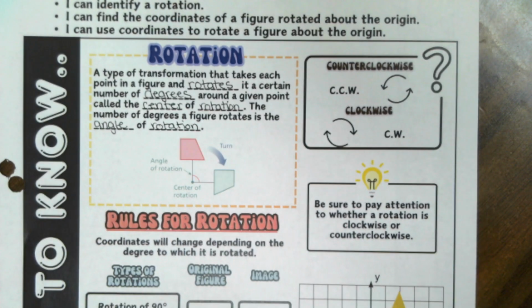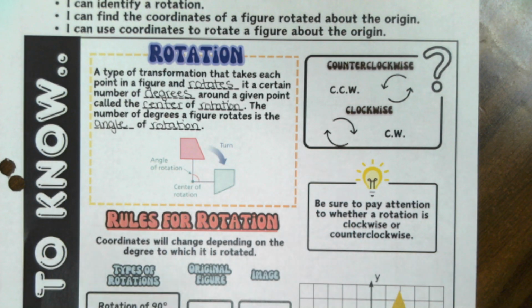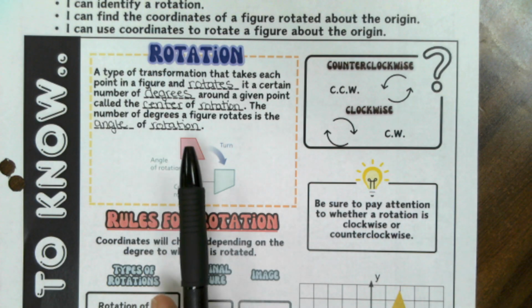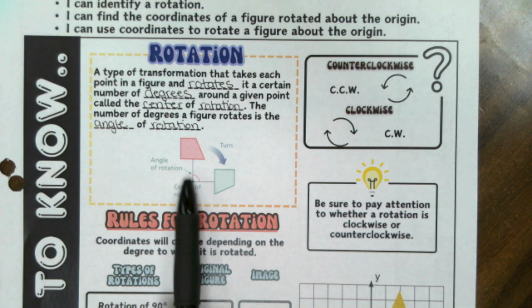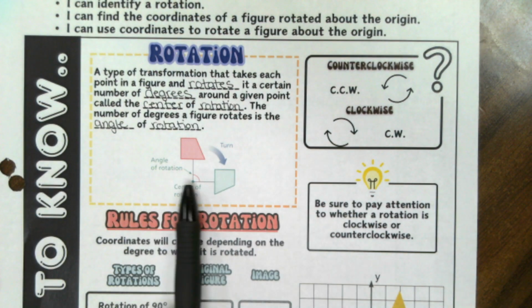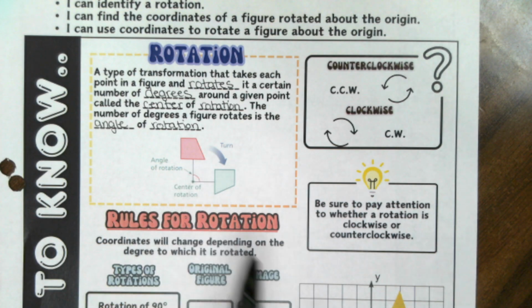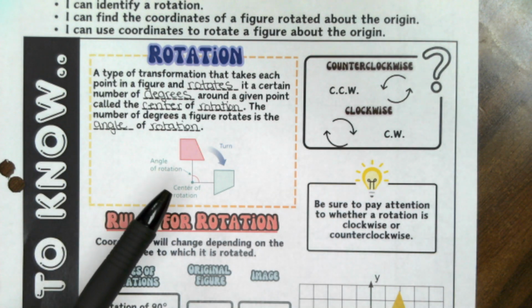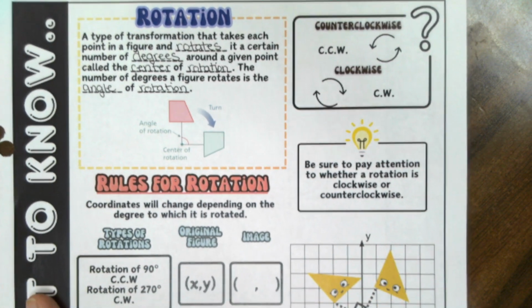So that's like what you're seeing here. Here's our center of rotation. You're going to rotate it a number of degrees around the given point. Whatever our point is, we're going to rotate it around that point, and that's our center of rotation. And whatever that degree is inside of that, that's our angle of rotation. That shows us the number of degrees that we rotated.